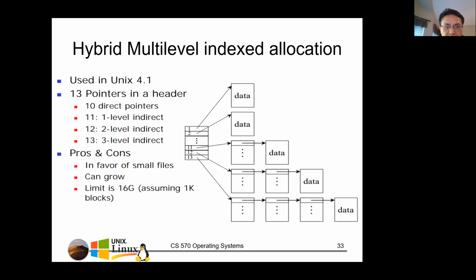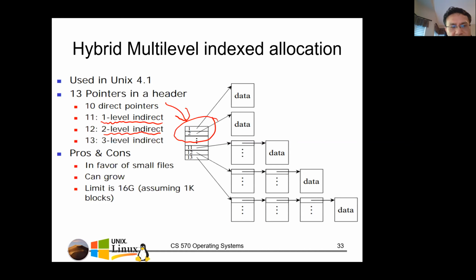Now let's see another diagram. This is the actual file system inode multi-level structure for Unix 4.1. The first 10 pointers are direct pointers to data blocks. In Unix 4.1, it has one level indirect, which is what we call single indirect, and two level indirect, which is what we call double indirect.